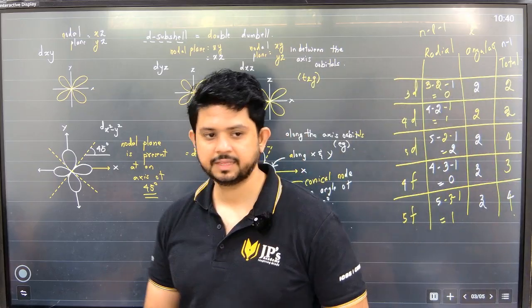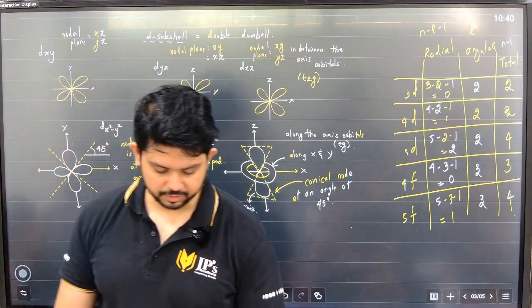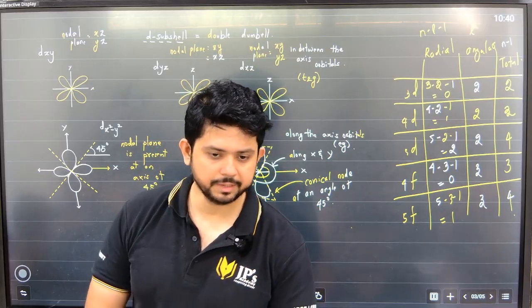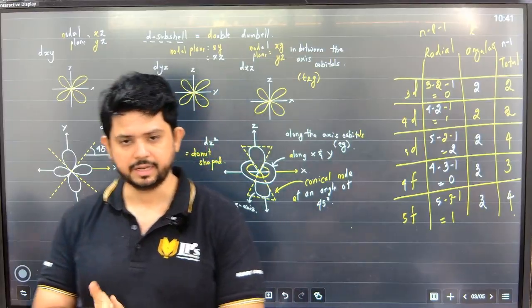That's it. That completes nodes. We stop here for the day. Next class we will complete probability density curves. Hopefully we'll finish the chapter next class.